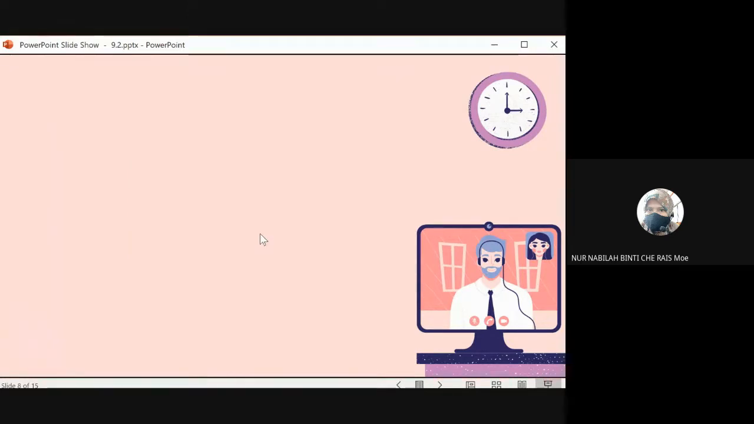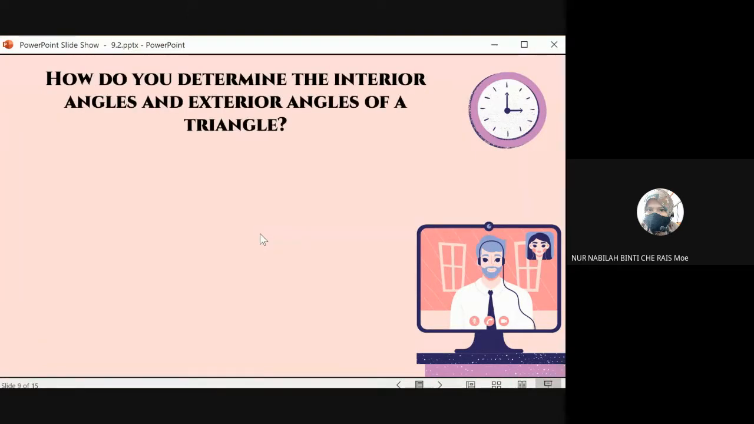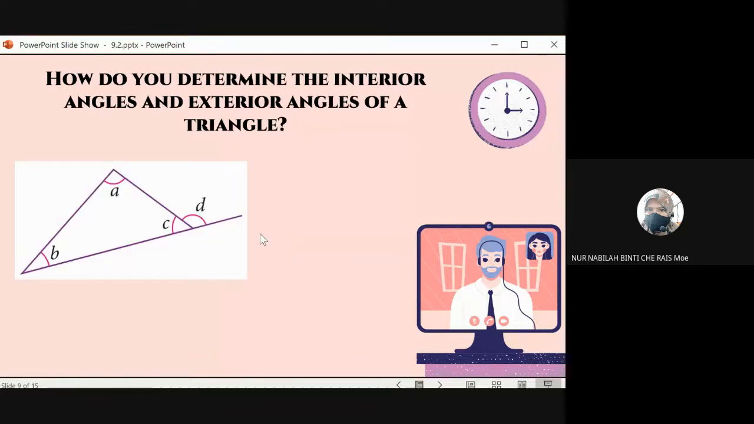Okay, we look at the example. How do you determine the interior angles and exterior angles of a triangle? Let's say given like this. Okay, this is a triangle. You must know this is a triangle because we have three sides. So what you have to know is the sum of the interior angles inside, meaning that angle A plus angle B plus angle C equals 180.